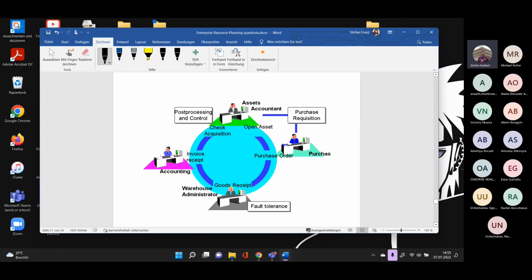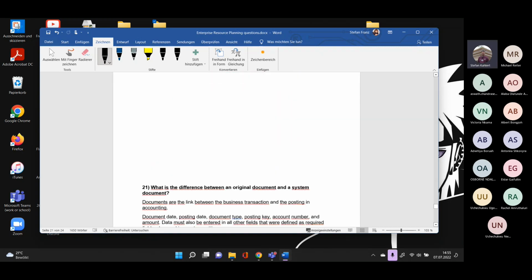Here you see the circle again. I've put that in, right? The pen is not properly working. So here the purchase order, then it goes to the warehouse. There's a goods receipt, and if the goods receipt is there, you can start the invoicing, and then you can check afterwards your numbers.